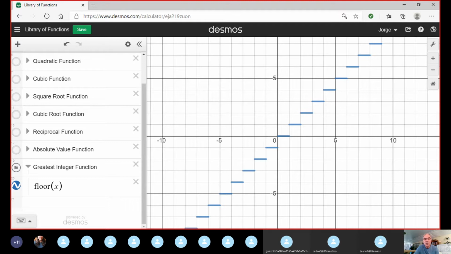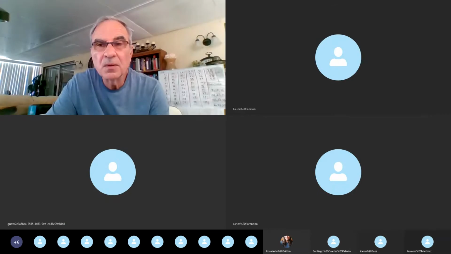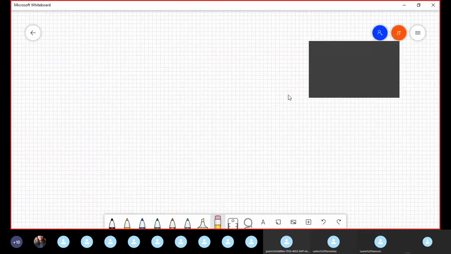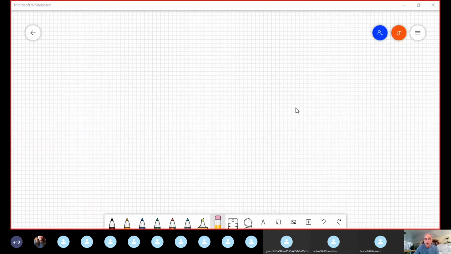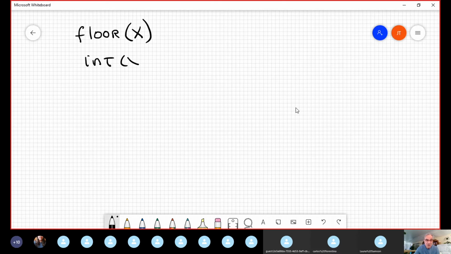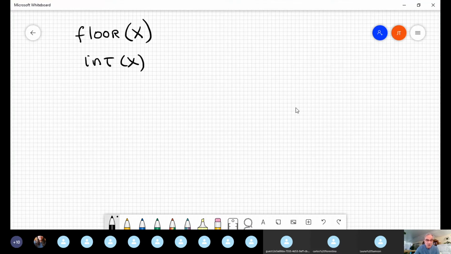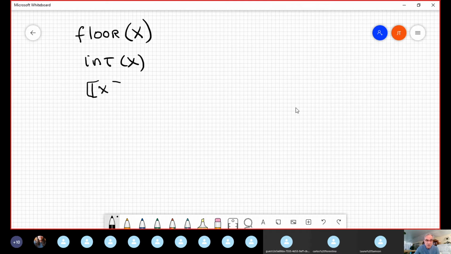Okay, board now. Switch it to the board. Okay, let me explain the floor function. Floor. There are different names, guys. Floor is one name. Floor of x. Another name is integer, like that. I see in some books that symbol is weird, but it's the same idea. Different names to call the same idea. Let me explain the idea for the floor.